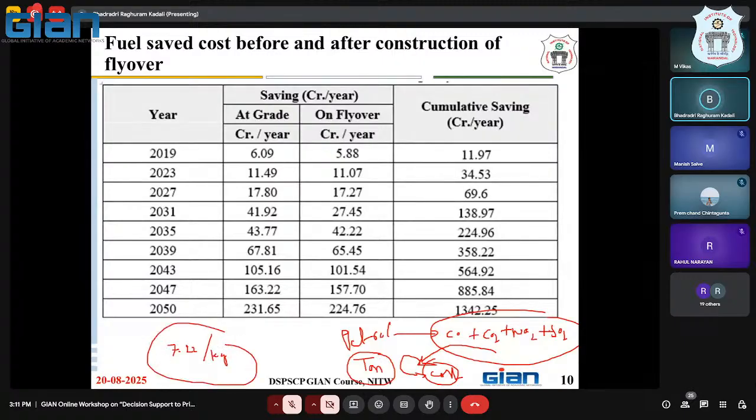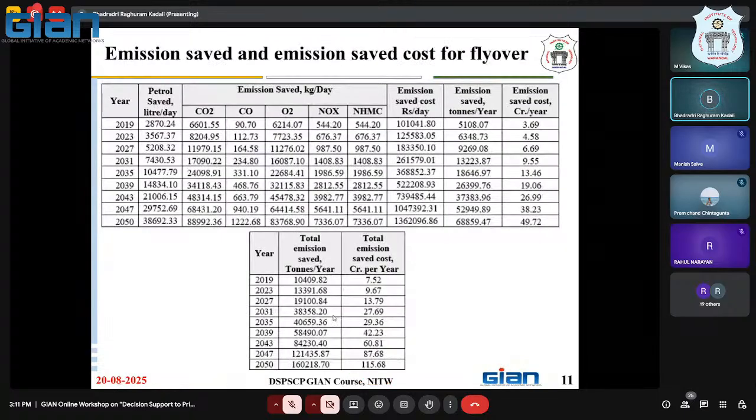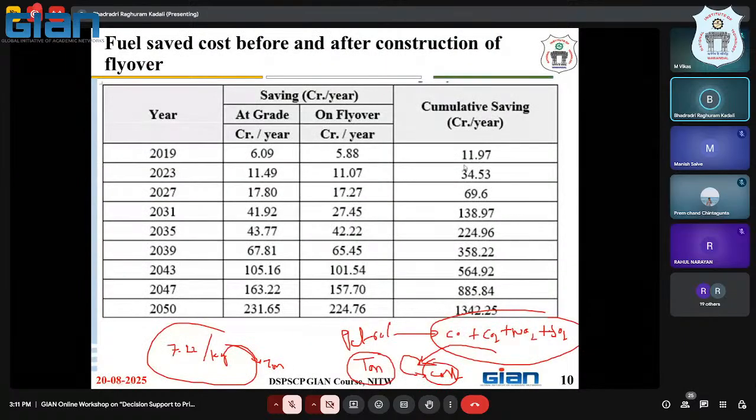So now we know that. Then this kg is to be converted into tons. If you are saving that many tons of pollutants, what is the total cost saved with respect to the pollutants? That is the reason we have done this here. I gave the example with respect to petrol: the total petrol saved we calculated first, and in the same way the cumulative savings in the year.